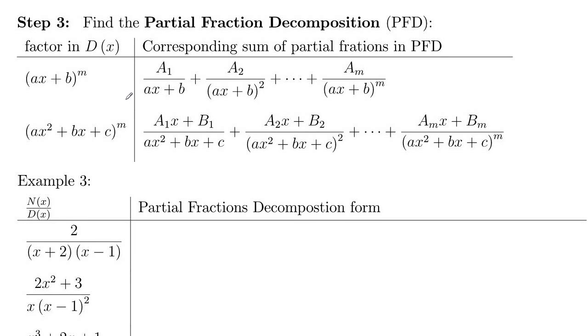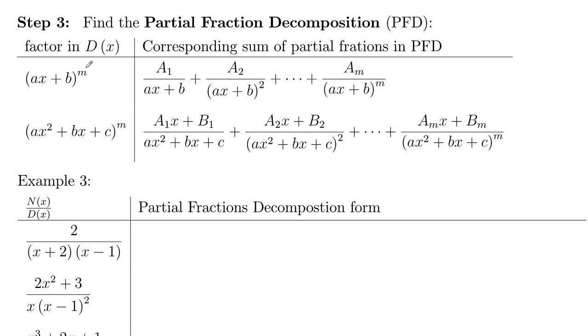So after you long divide if necessary and factor the denominator, the third step is to find the partial fraction decomposition, the general decomposition. So if you have a factor in the denominator that looks like a linear function ax plus b to the m power, then you'll have m terms in your decomposition. So you'll have a1 over ax plus b, a2 over ax plus b squared, all the way out to a sub m over ax plus b to the m.